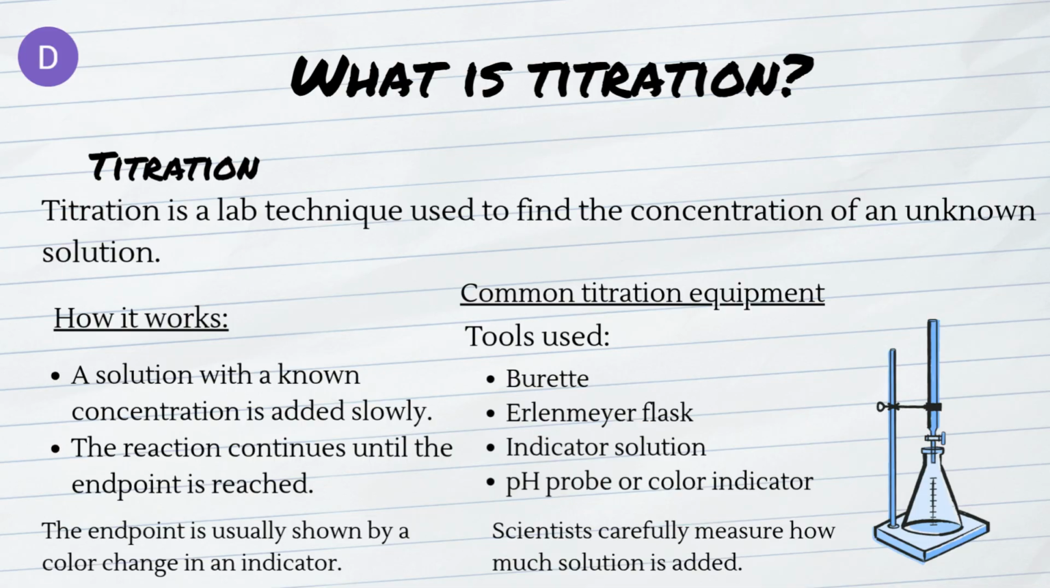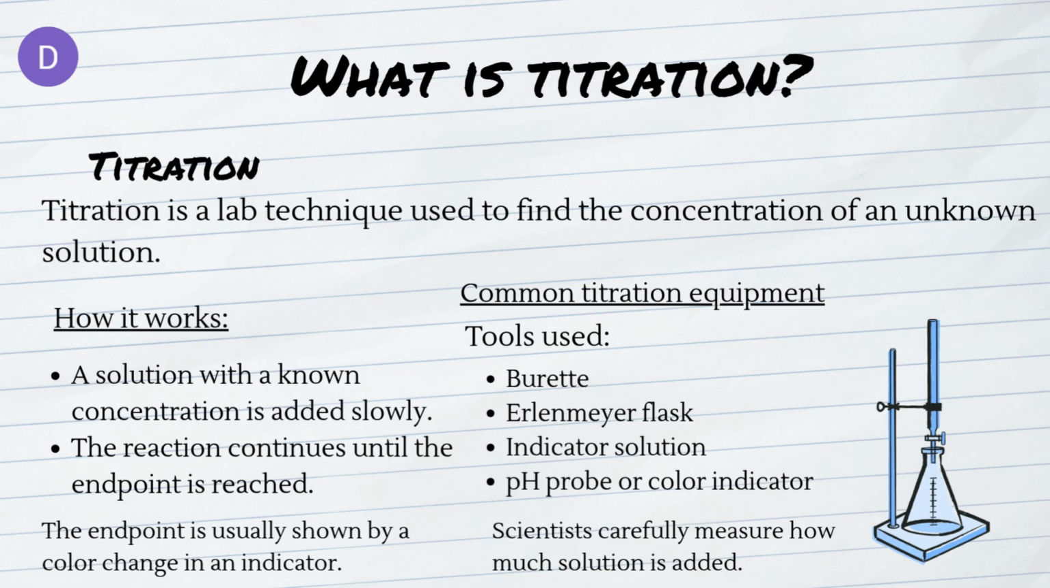There are several pieces of equipment used during a titration. The burette allows us to add the solution very carefully and measure the volume used. The flask holds the solution being tested, while an indicator solution can be used to show the endpoint through a color change. A pH probe can also be used to monitor the pH during the reaction. By carefully measuring the amount of solution needed to reach the endpoint, scientists can use the result to calculate the concentration of the unknown solution.